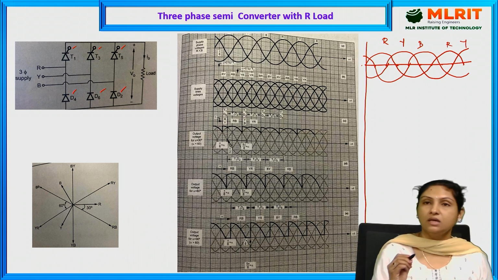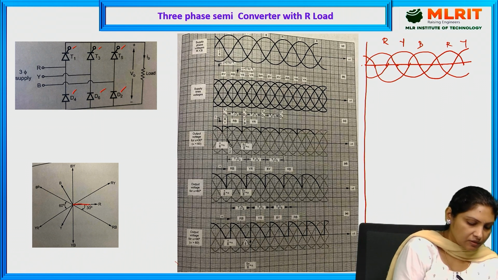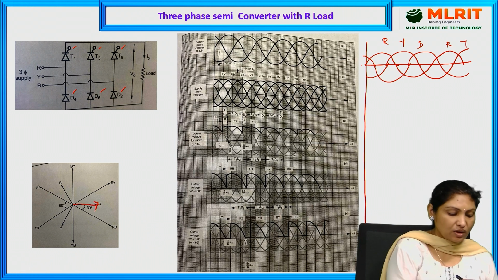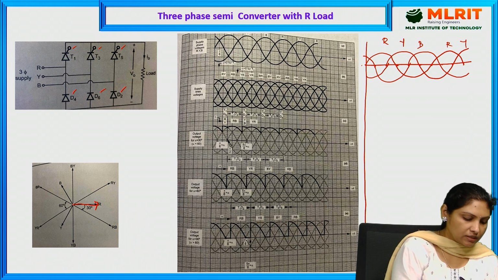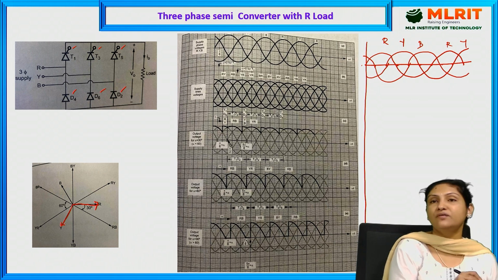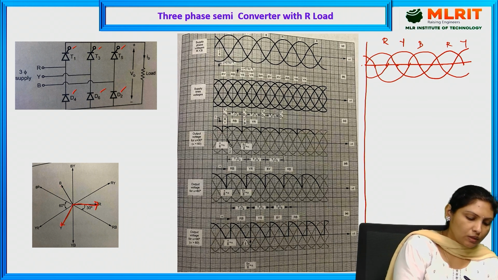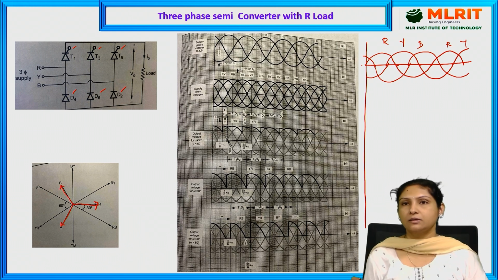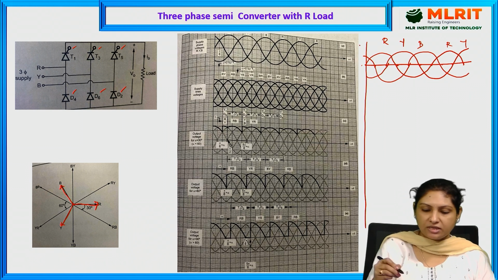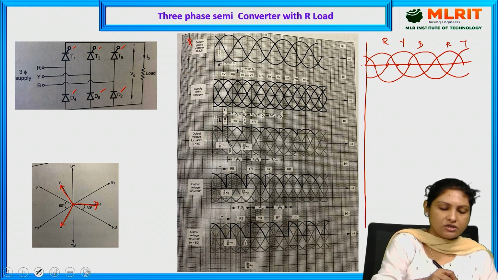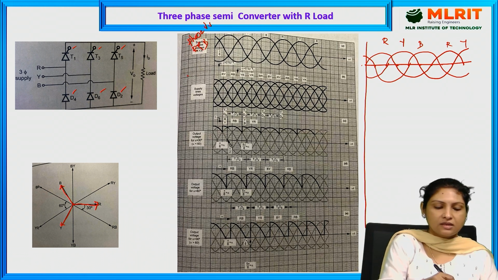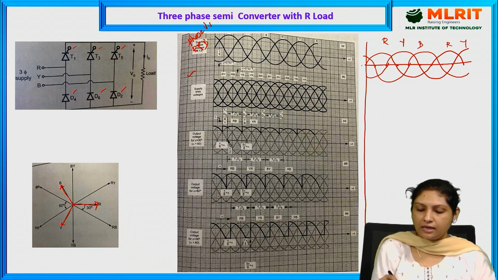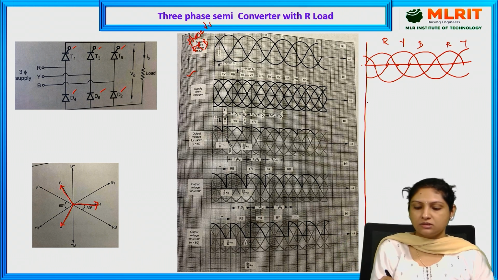If you see here, even in the phasor diagram, R phase is the reference phase and Y phase lags behind R phase by 120 degrees, and B phase lags behind Y phase by 120 degrees and R phase by 240 degrees. This is the phasor diagram and these are the phase voltages R, Y, B. And here these are the line voltages, and I'll teach you how to draw the line voltages.